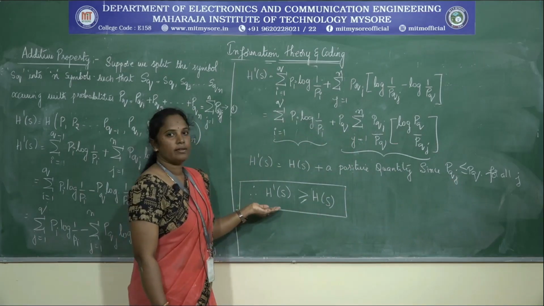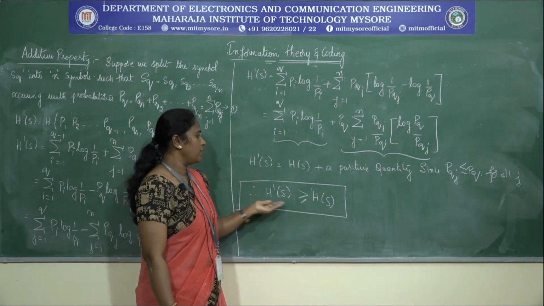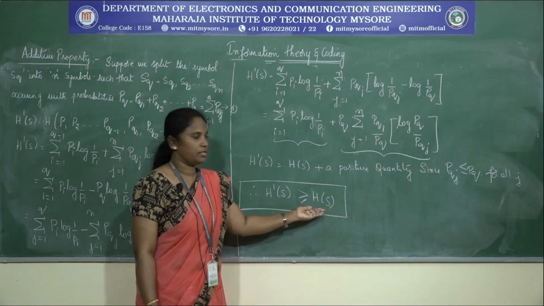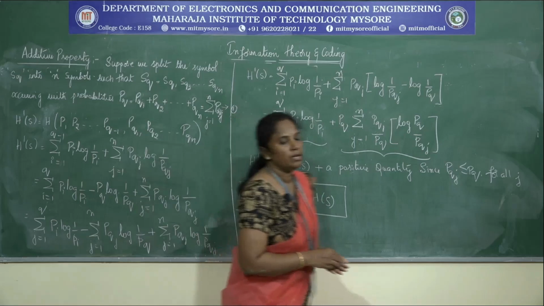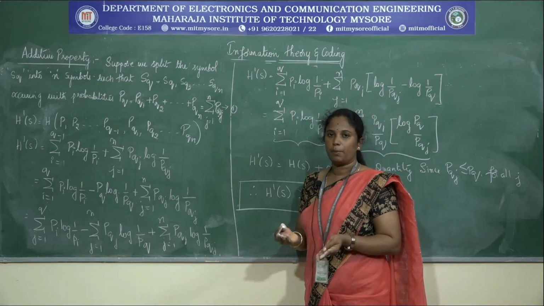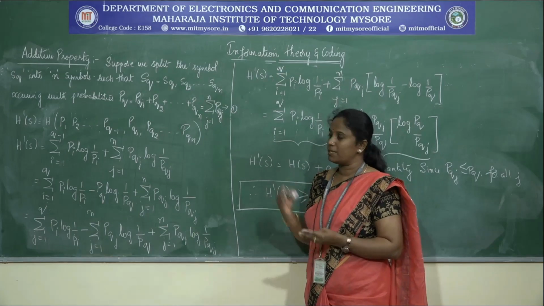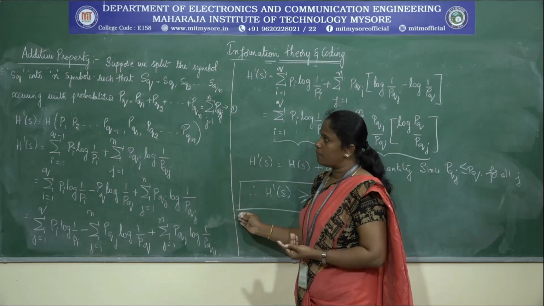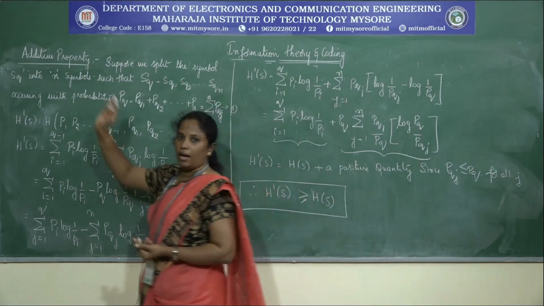So therefore I can write that H dash of S will always be greater than or equal to H of S. That means if you split up the probabilities, or if you split up the symbols, then the entropy gets reduced. So that is what we are going to prove with respect to the additive property.